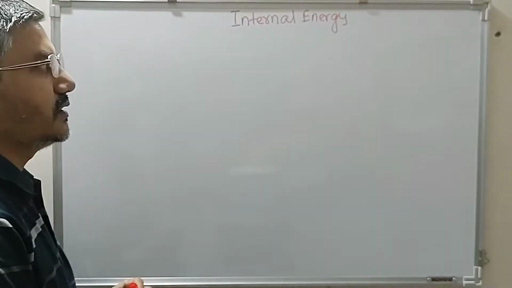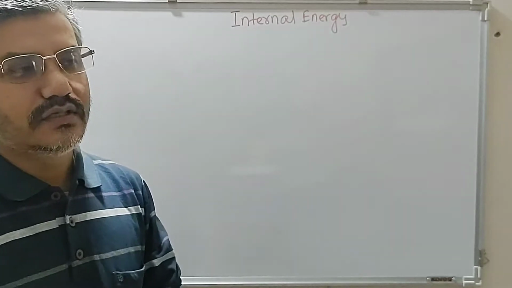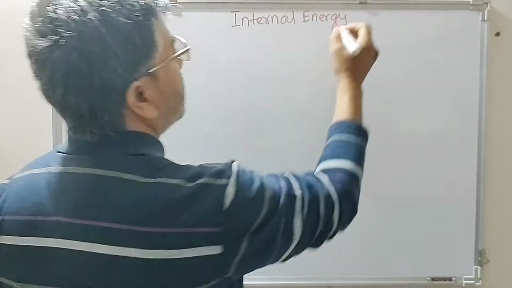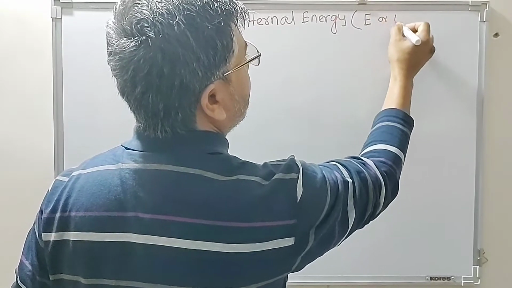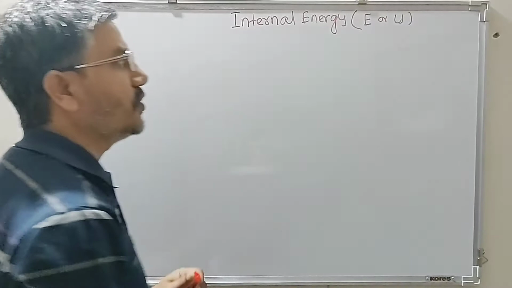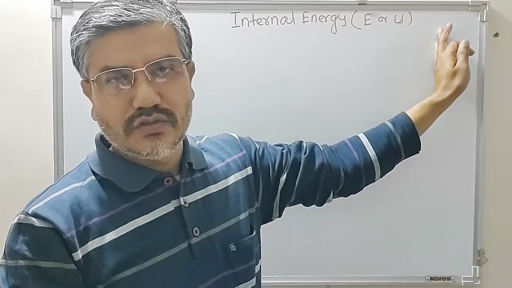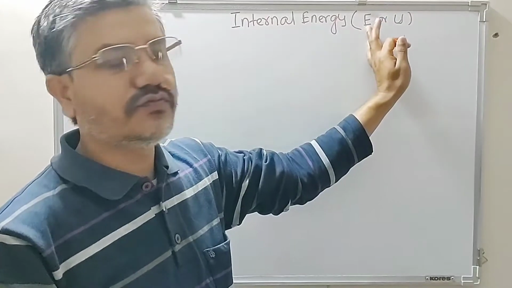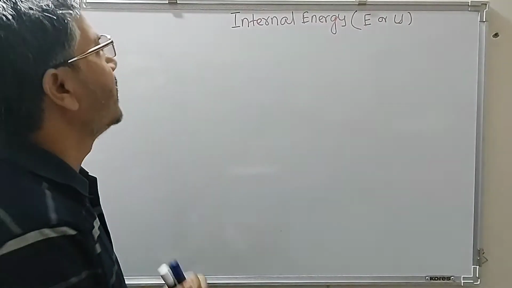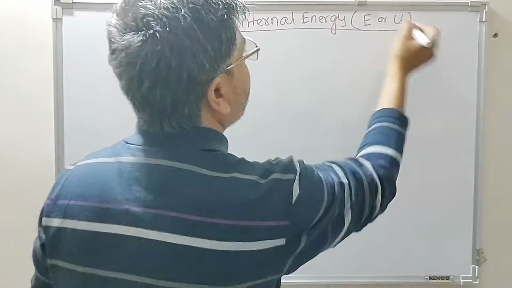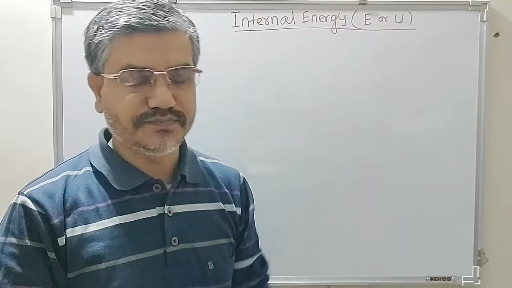So starting with the topic, internal energy. Now this internal energy that we are going to discuss, its symbol is either E or U. Some of the authors prefer E, some of the authors prefer U. In some of the books we'll find the use of E, and in some of the books we'll find the use of U for this internal energy. So both can be used, E or U, as a symbol of internal energy.